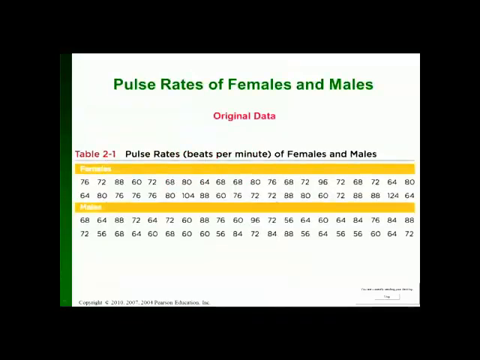When you look at this data, pulse rates of females and males, I can't make any sense of that data. It's just a bunch of numbers. I know what the numbers mean, they're pulse rates. But I don't know if the males and females in this group had a high pulse rate, a low pulse rate, an average pulse rate. You can't really get a picture of the distribution of that data without organizing it somehow. And a frequency distribution is one way to organize it.